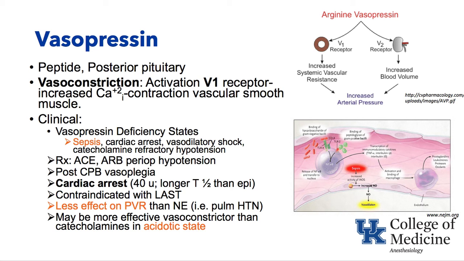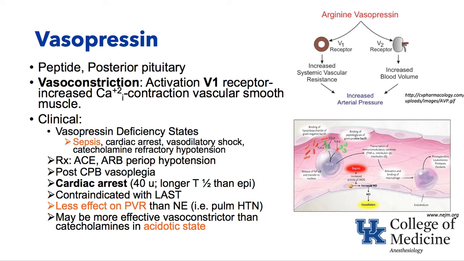During cardiac arrest, vasopressin may replace epinephrine for requisite vasoconstriction. 40 units are used. It has a longer half-life than epinephrine. Remember, epinephrine was administered every 3 to 5 minutes, while vasopressin is administered once. So that's the main difference between epinephrine and vasopressin during ACLS administration. It is contraindicated, that is vasopressin, with local anesthetic systemic toxicity. There seems to be less effect on the pulmonary vascular resistance than norepinephrine, i.e.